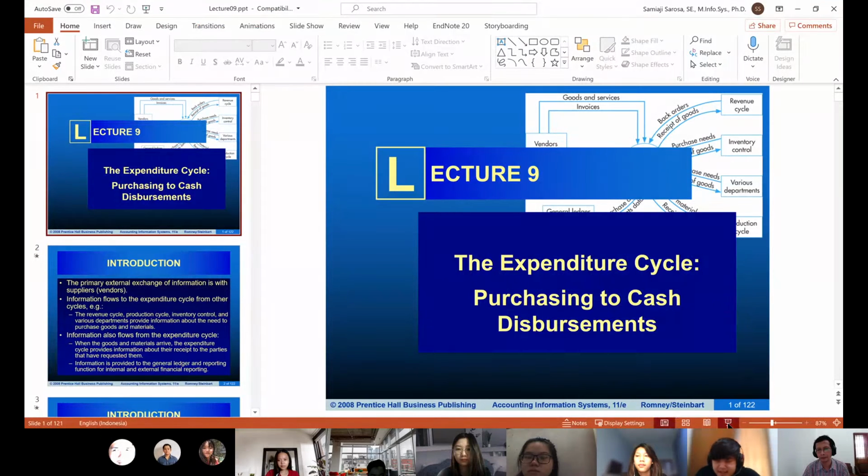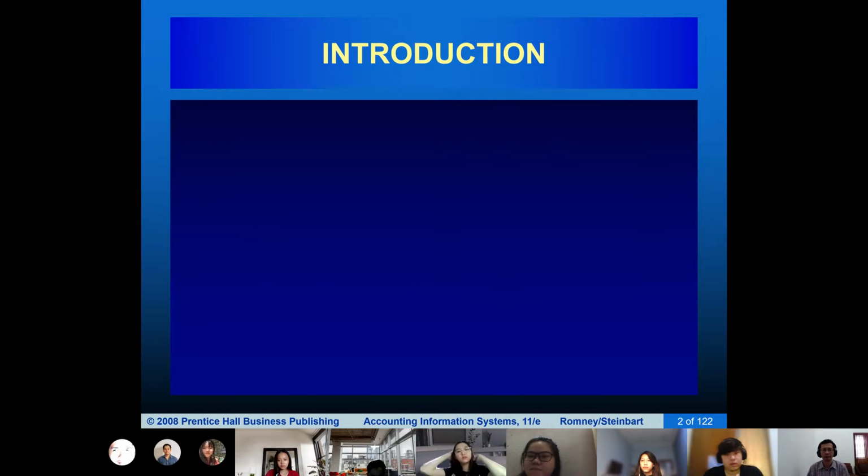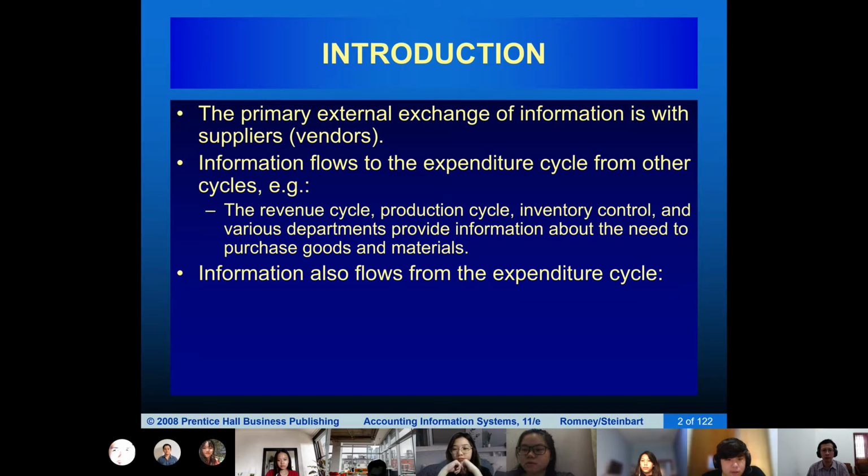Okay. So expenditure cycle, purchasing to cash disbursement. This is the mirror or the opposite of revenue cycle. The primary external exchange of information is buyers or vendors, and information flows to expenditure cycles from other cycles. Basically, other cycles will tell the expenditure cycles what product they need, how much or how many, and when.